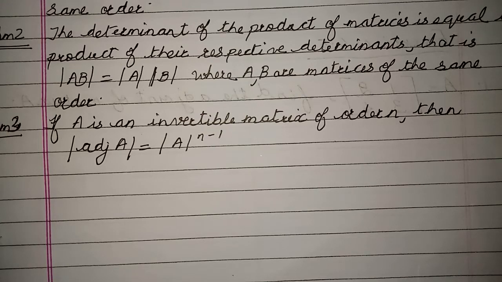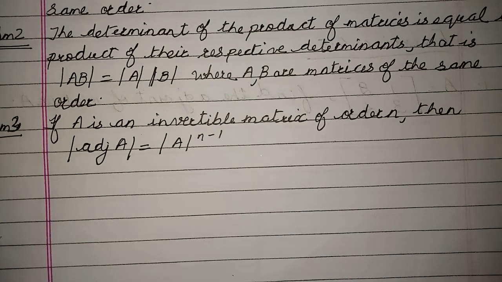Now they are saying one formula. What is the formula saying for the theorem? Determinant of adjoint of A is equal to determinant of A to the power n minus 1. Now what do you mean by adjoint of A? Adjoint of A is nothing but the transpose of the cofactors of matrix A. Yes or no? Let's do this.